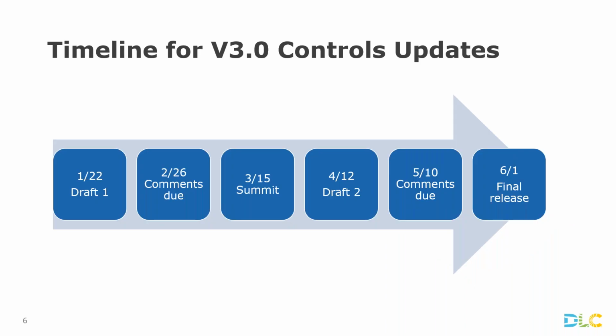Here's a timeline of the public process that will lead to the new requirement. The draft was released last week. Comments will be due towards the end of February. The Controls Summit will happen in the middle of March on the 15th. Then, based on input from the first draft and the summit, we'll create a second draft and release that in April. Comments about that second draft will be due in May, and then we'll release the final version on the 1st of June.